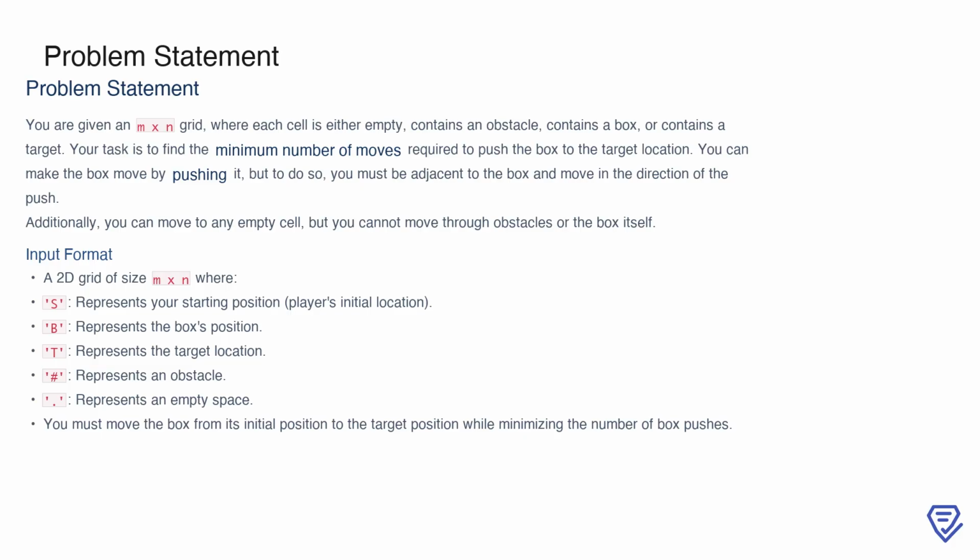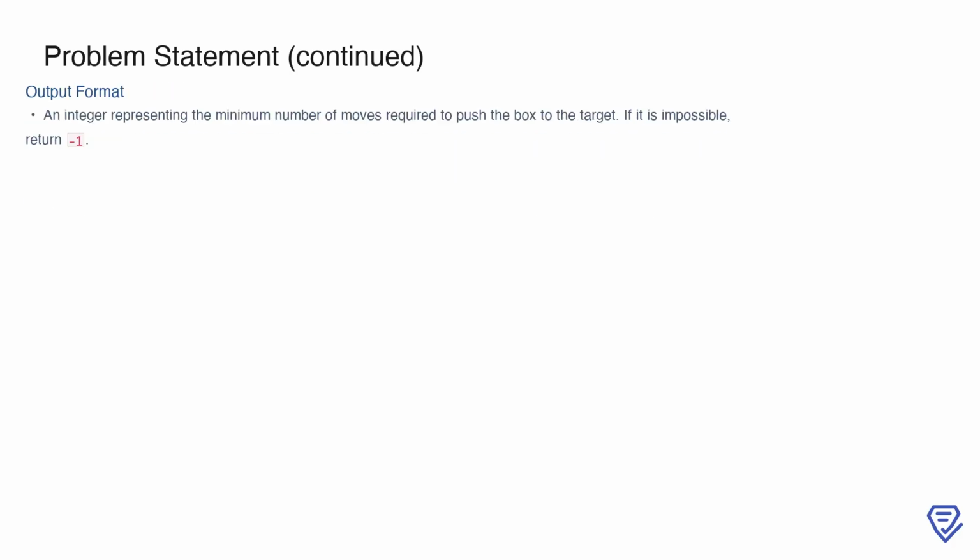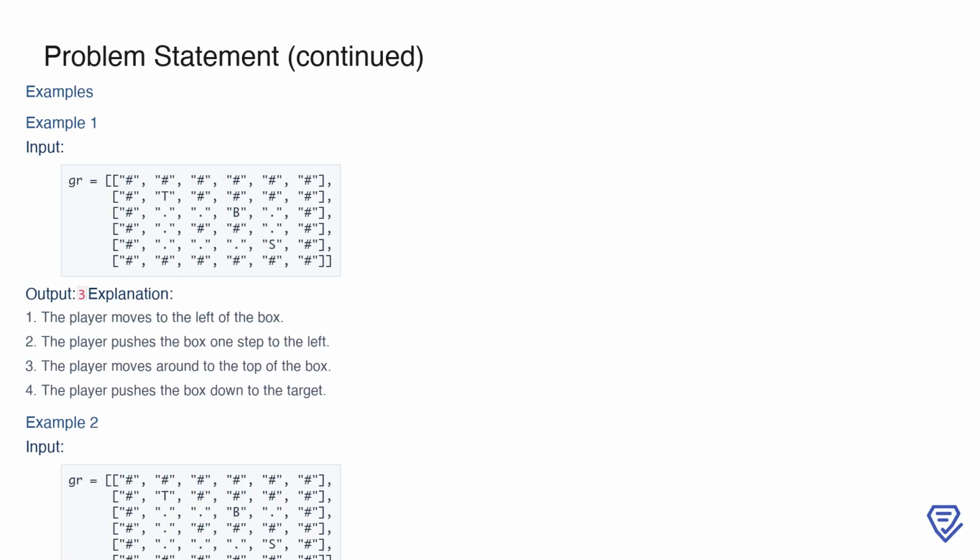However, there are some constraints. You can only move to empty cells, and you cannot pass through obstacles or the box itself. Additionally, you can freely move the player to any empty cell to position yourself for the next push. The objective is to minimize the number of pushes needed to get the box to the target. Let's look at an example to understand this better.